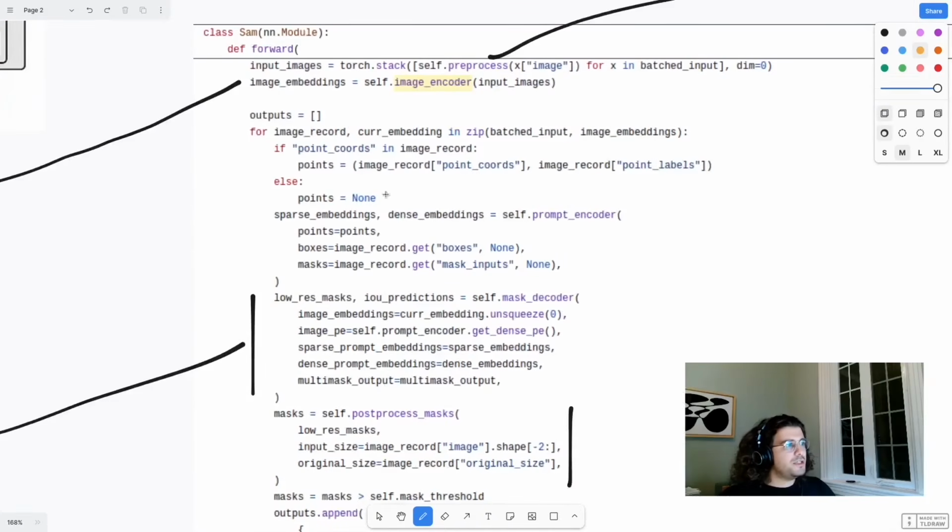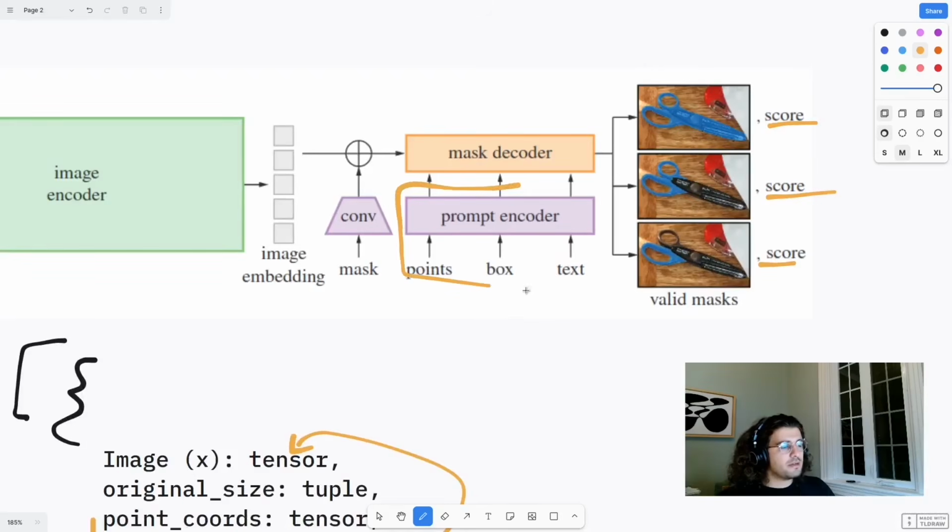So if we continue here, we are running this across the image and the embedding, right? Because we're batching the stuff. So if there's point coordinate in the stuff, we're going to get the points. Otherwise, there's just going to be no points. And then we're going to take the whole thing and jam it into the prompt encoder. Everything we have, points, boxes, and mask, we give it to the prompt encoder, and then the prompt encoder will figure out how to produce the sparse and then the dense embedding. So this is what we get out, sparse and dense. So this is this part, right, over there.